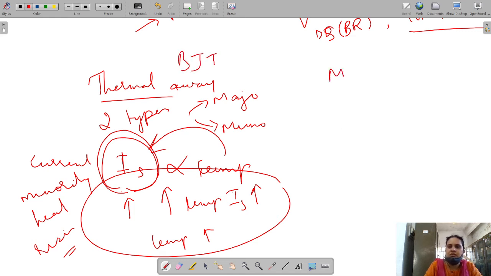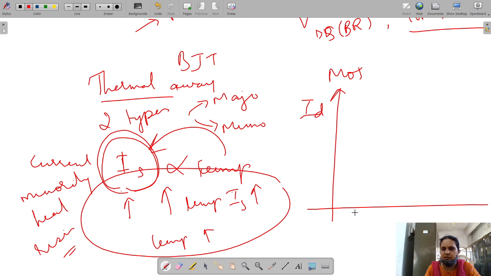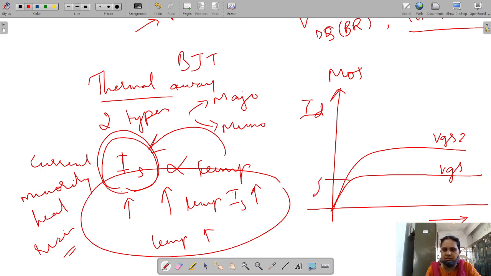Now in the MOS devices, if you look at the output characteristics, it is a plot of ID versus VDS for constant values of VGS. If I go on increasing the VDS, up to a certain point the drain current is constant. After a certain point, the drain current rises sharply.